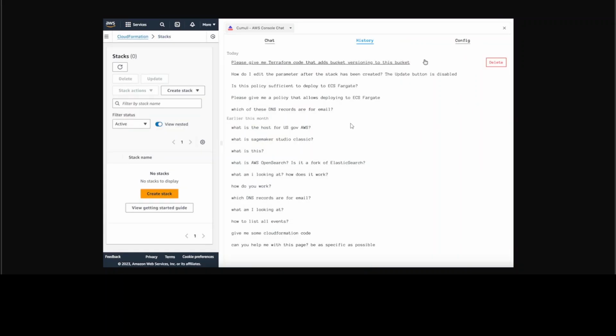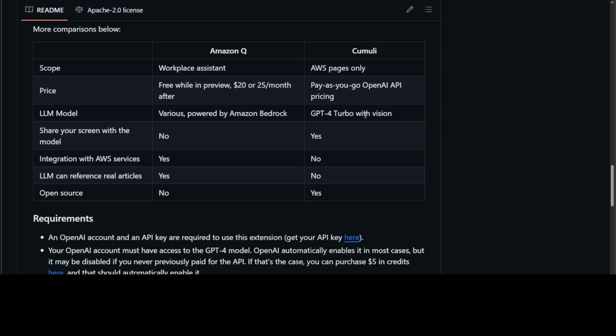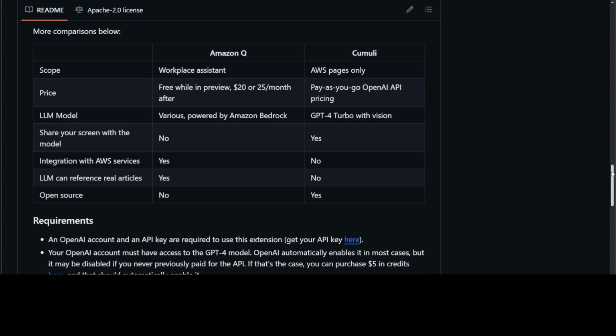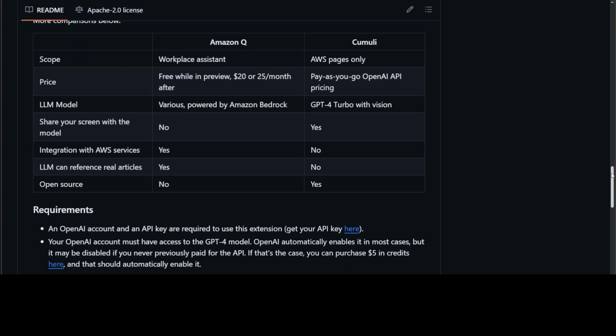And similarly you can see that this is CloudFormation, and this is where it has given you some of the stuff, and you can ask more questions around it. Also on their GitHub repo they have this comparison of both Amazon Q and Cumuli which you can read through. So I believe it's just a choice and how much of a fan you are of OpenAI, because I believe both services are similar, with Amazon Q of course having the lead at the moment.